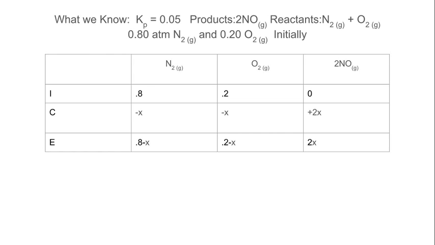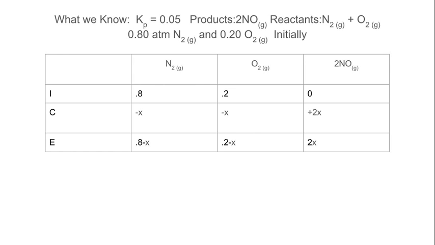Change. How much is it going to change by? Well, it's going to change by how much the coefficient is. For reactants, you're going to subtract x because they are consumed. But for the products, you're going to add. So minus x for N2, minus x for O2, plus 2x for 2NO. Now, equilibrium. We'll just take our initial and then add or subtract the change. So, 0.8 minus x, 0.2 minus x, and 2x.